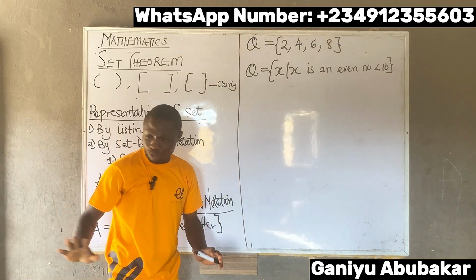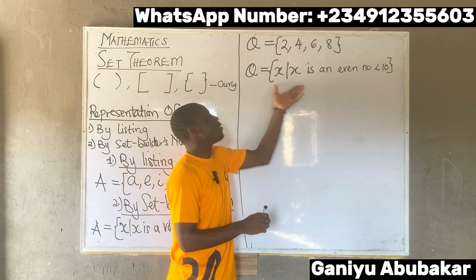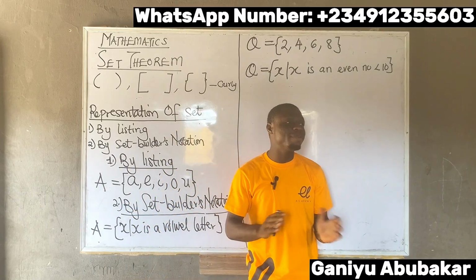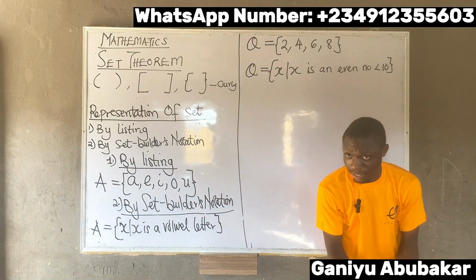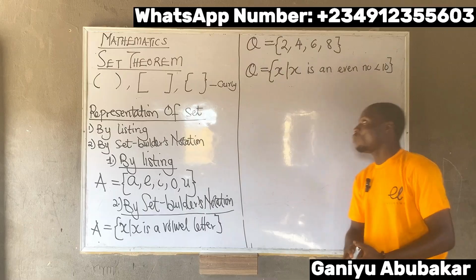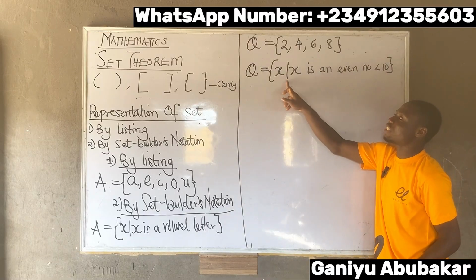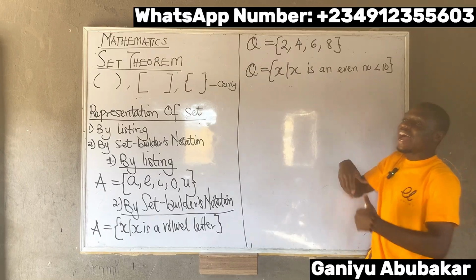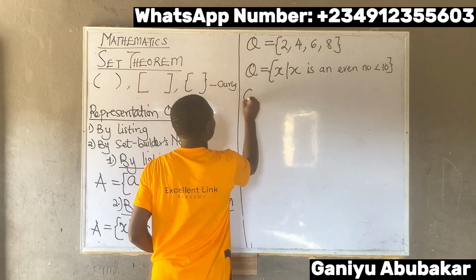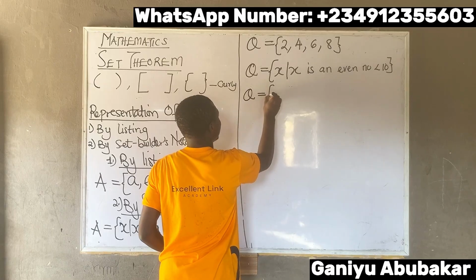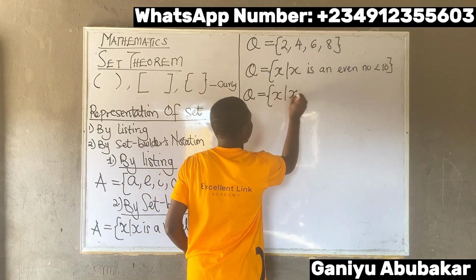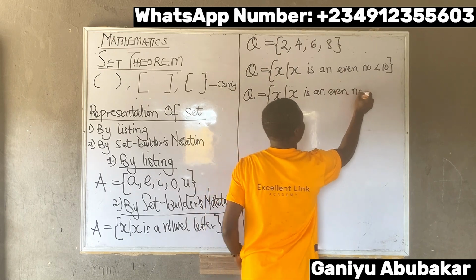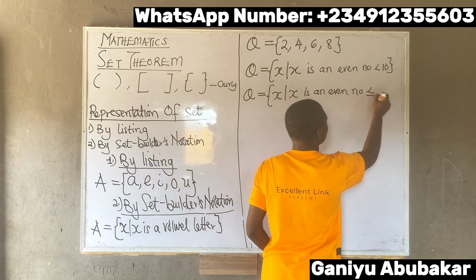Now listen, hold on. I can describe this another way and still be correct. So for set builder notation, you can describe it in 2 ways and still be correct. Are we good now? The first one was X such that X is an even number less than 10. I can still say that Q is equal to X such that X is an even number less than or equal to 8.